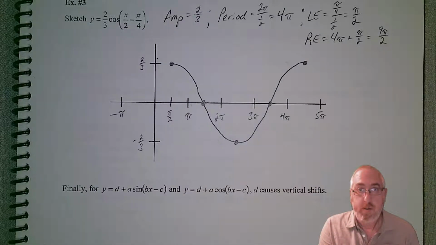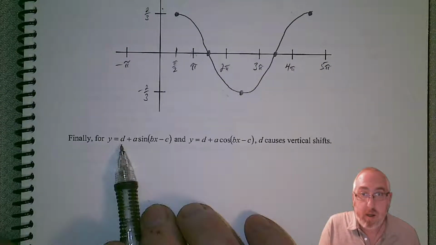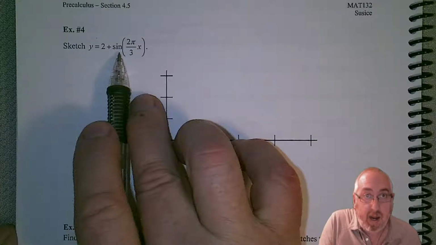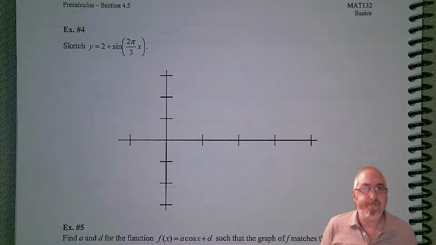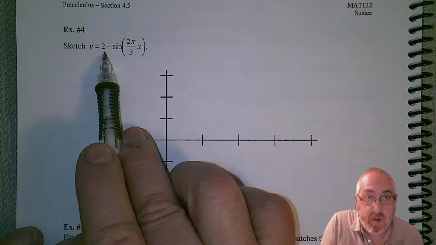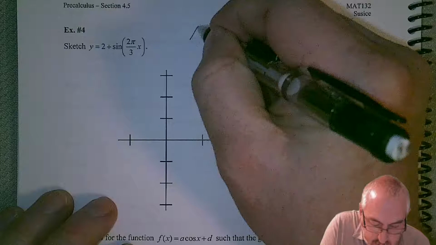So C over B. Now for the last variable, D, it's going to cause our vertical shifts, which again should be familiar to you from chapter 1. So let's see if we can squeak this out. All right, so we have y equals 2 plus the sine of 2 pi over 3x. Interesting. Now we should automatically know that we have to go up 2 because of this plus 2 in the front. Now this could be in the front or it could be at the end. The big thing is that it's not inside the parentheses. So very important. But let's do all of our key ingredients.